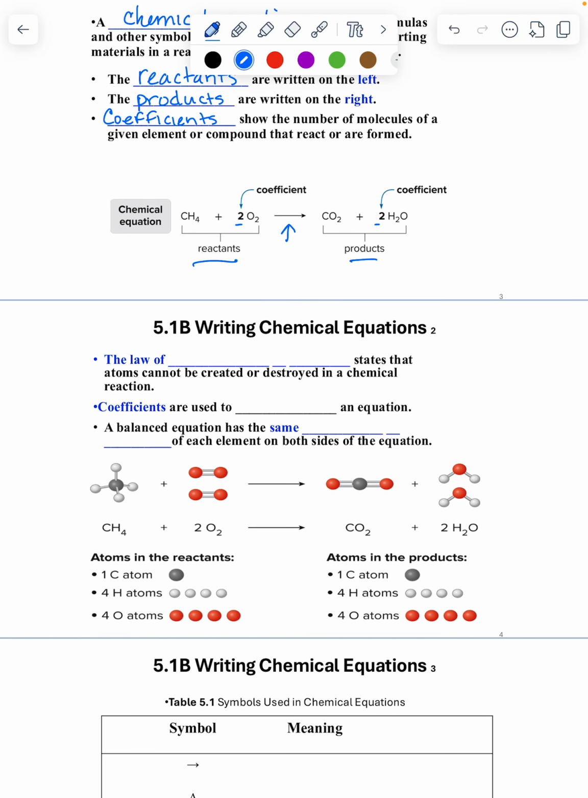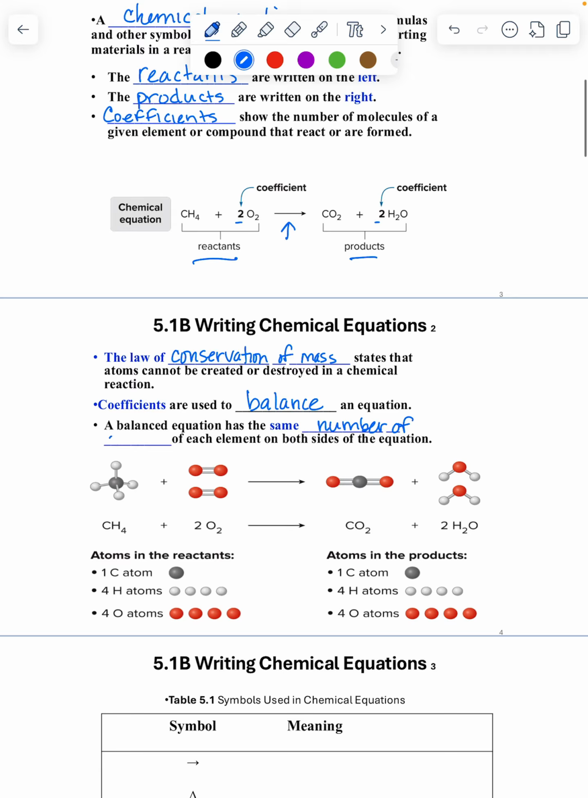So we have to look at something called the law of conservation of mass. This is kind of the bedrock of chemistry. The law of conservation of mass states that atoms cannot be created or destroyed. And so that's why we have to balance equations. We use coefficients to balance a chemical equation. A balanced chemical equation has the same number of atoms on each side of the yield sign. And that's how we would know that the reaction is balanced.